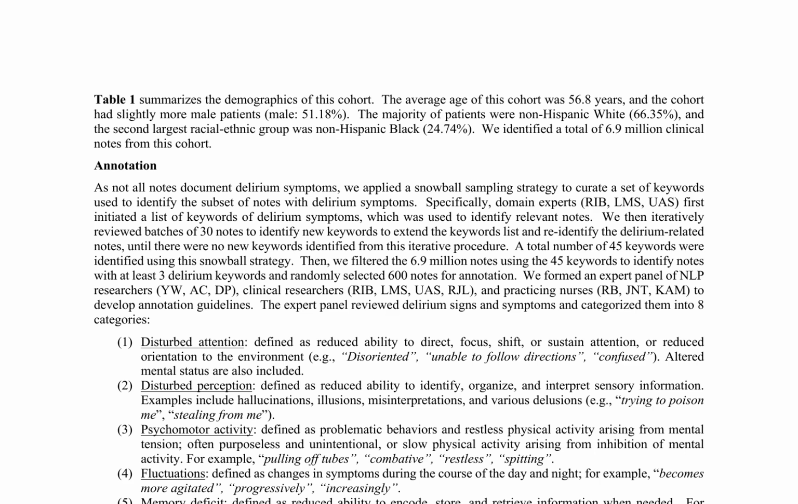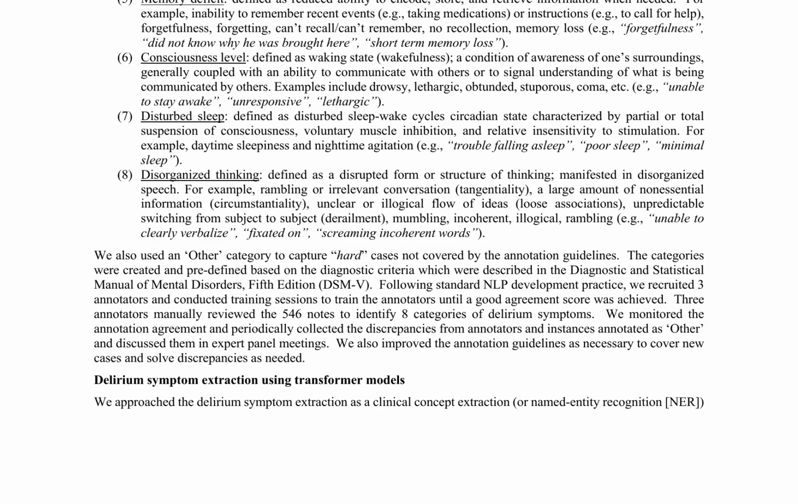An expert panel of NLP researchers, clinical researchers, and practicing nurses developed annotation guidelines for delirium signs and symptoms, categorizing them into 8 categories: disturbed attention, disturbed perception, psychomotor activity, fluctuations, memory deficit, consciousness level, disturbed sleep, and disorganized thinking. An other category was also included to capture cases not covered by the guidelines.